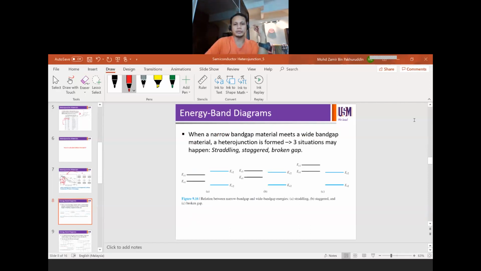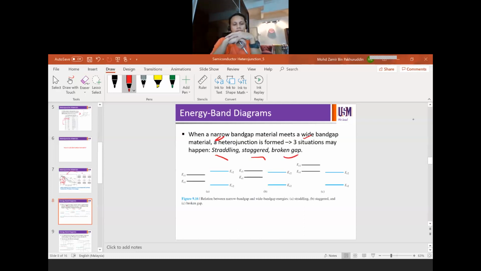When you're combining a narrow bandgap material, which is a small bandgap, and a wide bandgap, a heterojunction is formed. So the key here is narrow and wide bandgap, small and huge bandgaps, right? The heterojunction that you get can be one of these three situations. It may be straddling, it may be staggered, it may be broken gap. Let's look at what is meant by all these three.